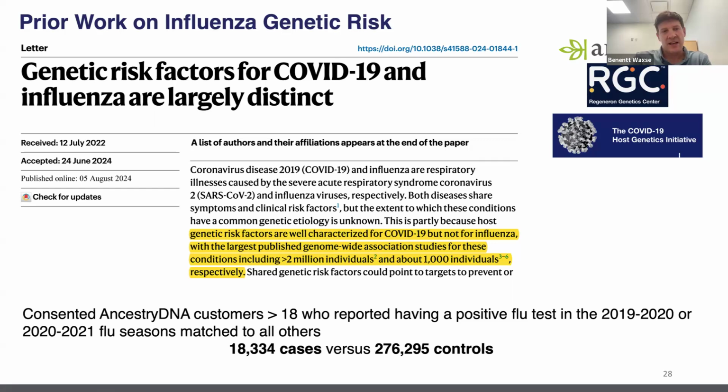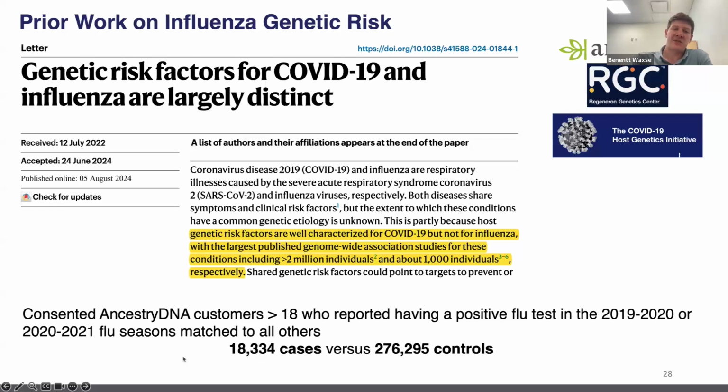This study that I present here, which was in Nature Genetics, was the first gigantic study to look for genetic risk factors for influenza. And I highlight the section that I really like. Genetic risk factors are well characterized for COVID, but not for influenza, with the largest published genome-wide association studies including more than 2 million for COVID, or about 1,000 for influenza. So that difference is true.